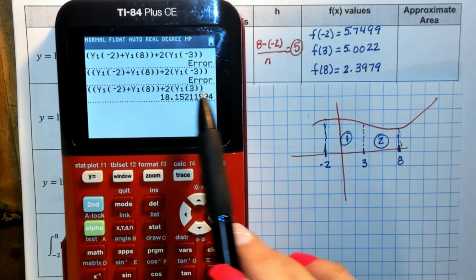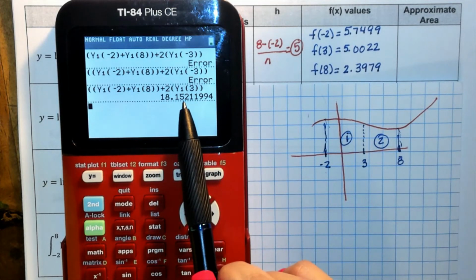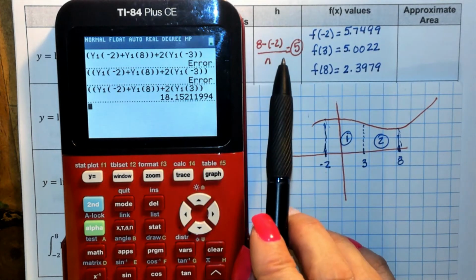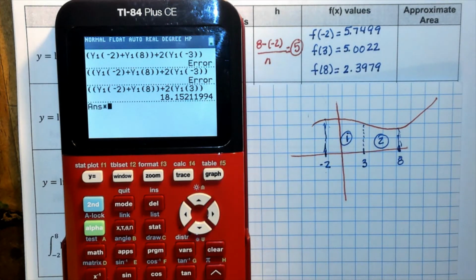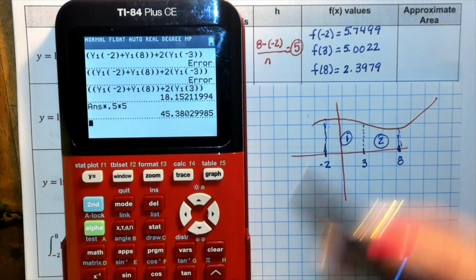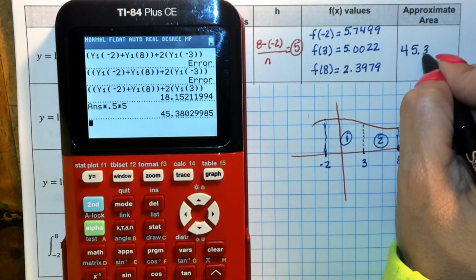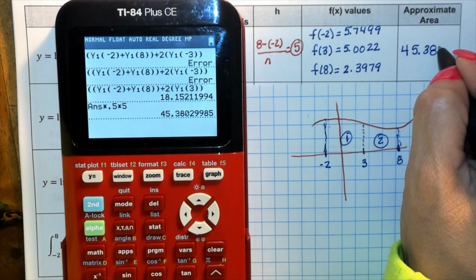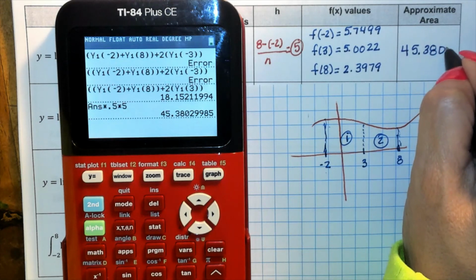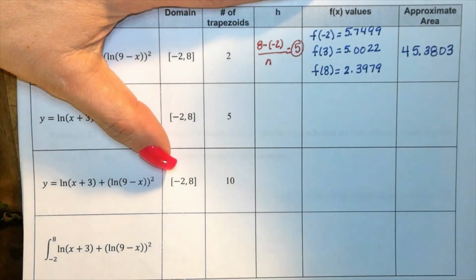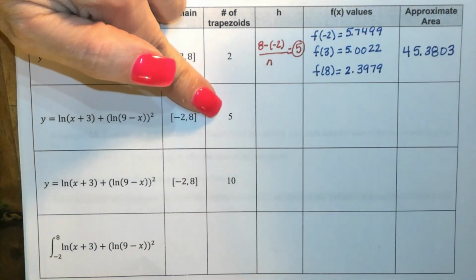There we go. Okay. So there's that, but it's not done because remember, you have to multiply it by 1/2 times h. So I'm going to say times 0.5 times 5. I thought I had my answers in here somewhere, but I don't. But I know that's right because I remember these numbers. Okay, so the approximate area is 45.3803, I'm going to do 4 decimals. All right, so that's the first one. So now I've already got this in, but now I'm doing 5 trapezoids.